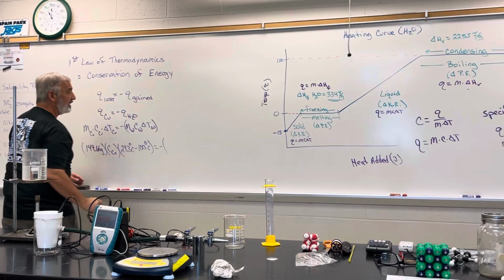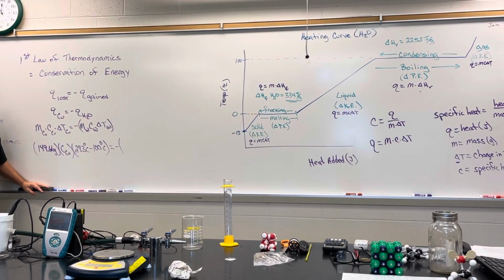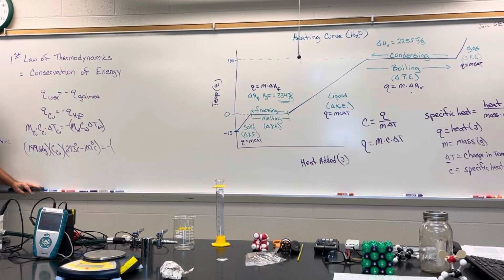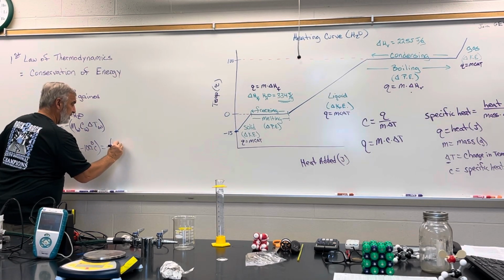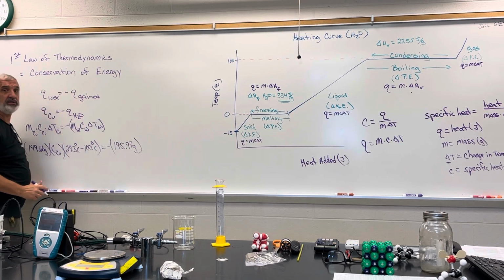What was the mass of the water in the cup? How much was the total with the water and the cup? 199. But we had to subtract the 4, right? The mass of the cup. So what did that come out to, Mia? 195.97 grams. That's how much water was actually in the cup.